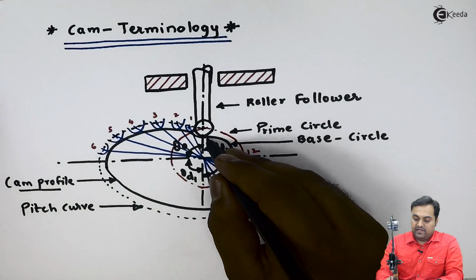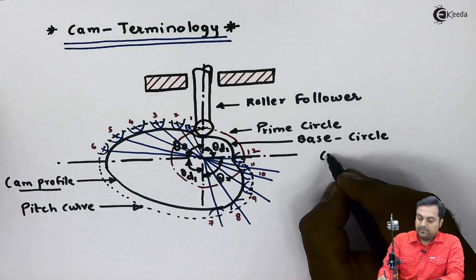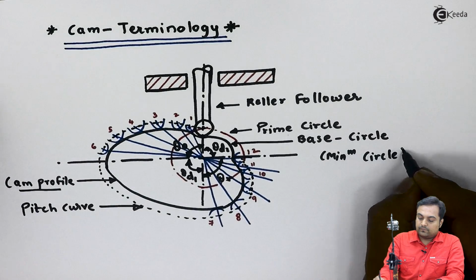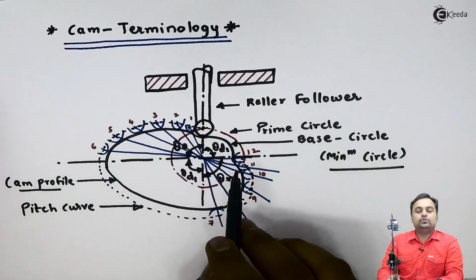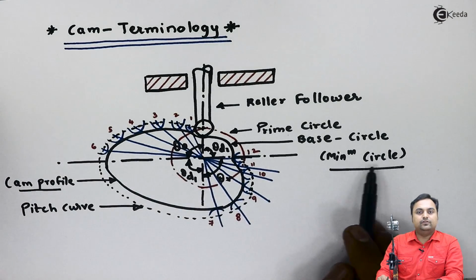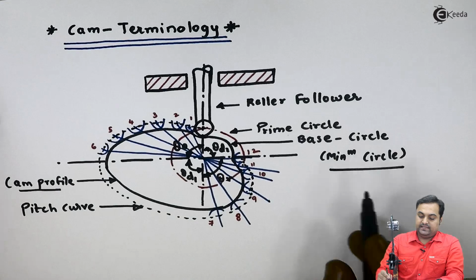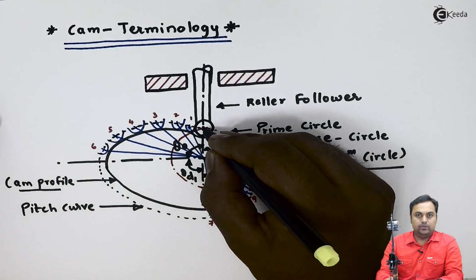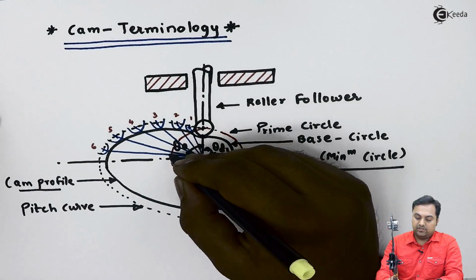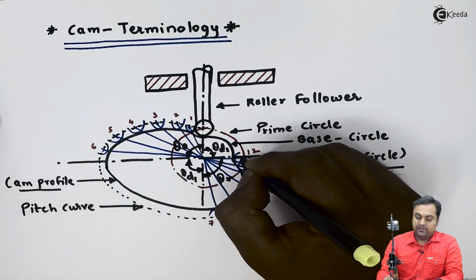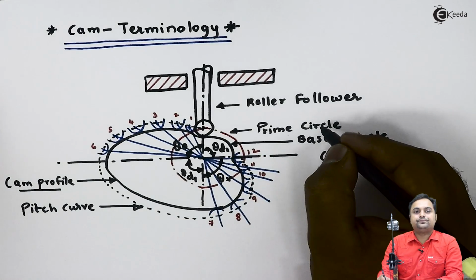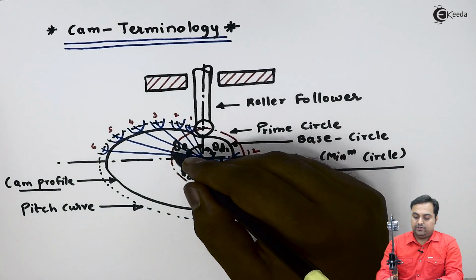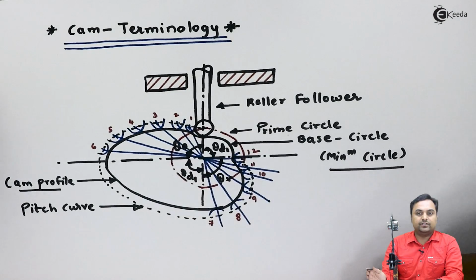Next, here we have base circle. Base circle is the minimum circle which can be drawn to the cam profile. The least value of the circle which can be drawn. Next, from the center of cam to the center of the roller follower, if we draw a circle, which I have drawn in red color here, it is called as the prime circle. That is from the center of the cam to the center of the roller, if we are drawing a circle, that would be called as prime circle.